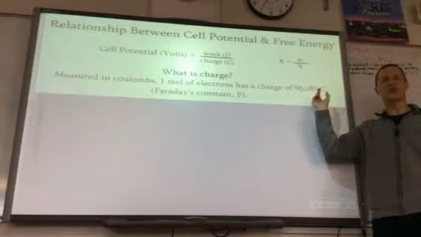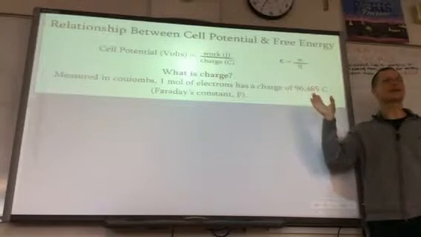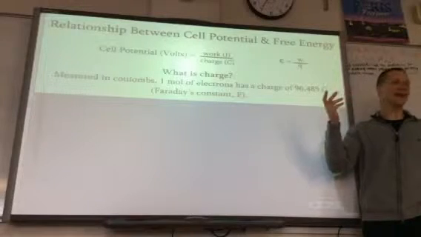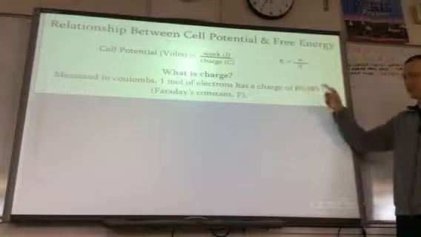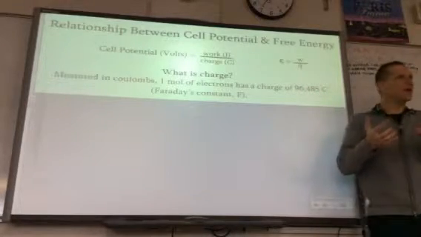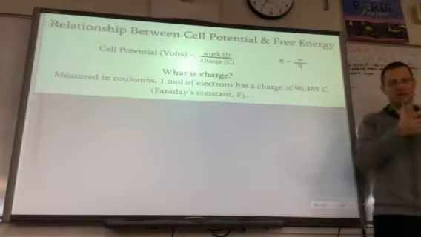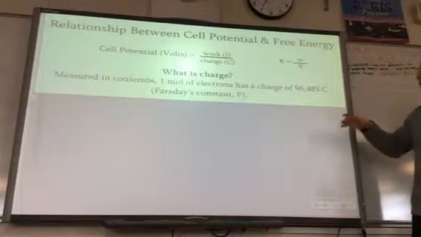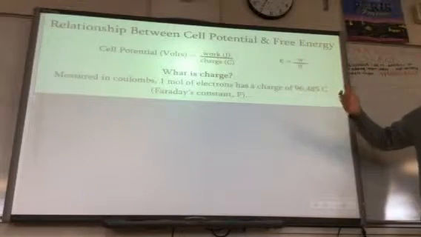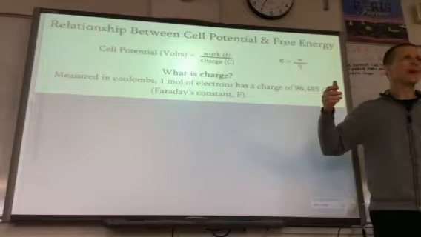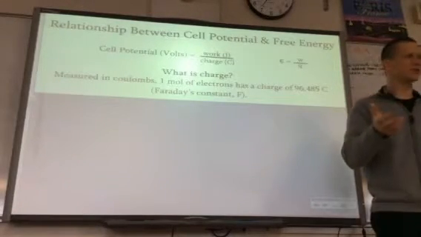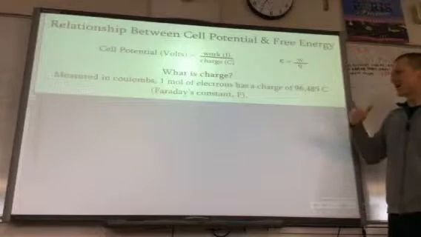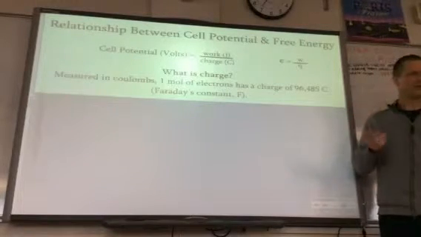I do need you to know this number, 96,485. You can round it off to 96,500 if you want to. In fact, this number is given to you in the AP equation sheet. When you do the AP exam, they're going to have an equation sheet there, and that number will be on it. It's going to be 96,500. I do still want you to memorize it, though, because I don't want you flipping back to that equation sheet for every problem. That's why I've had you memorize all of the equations.